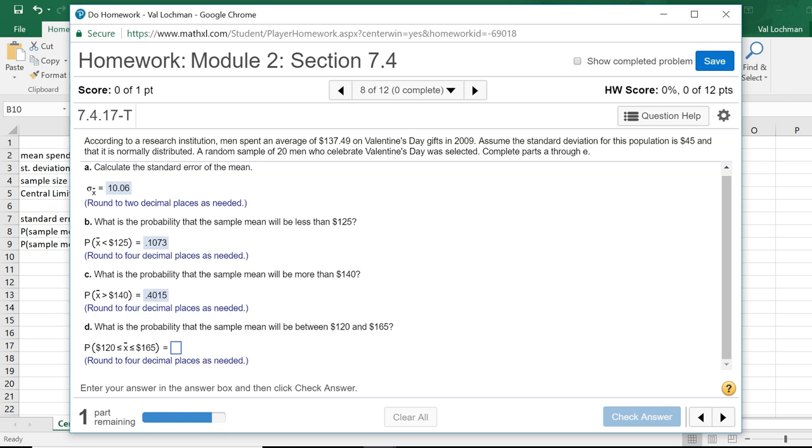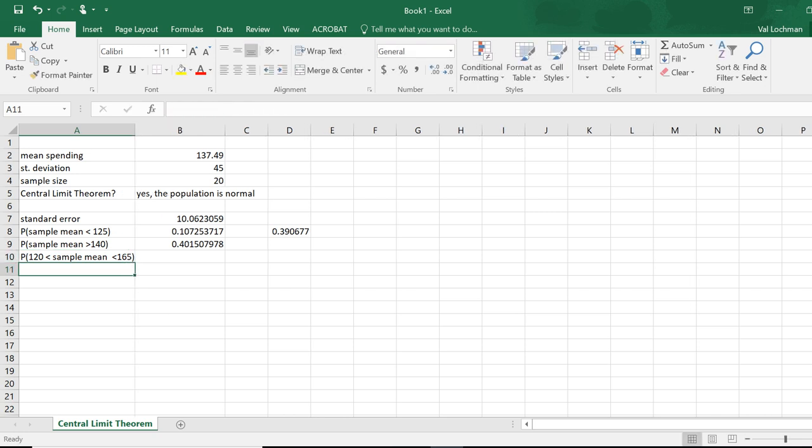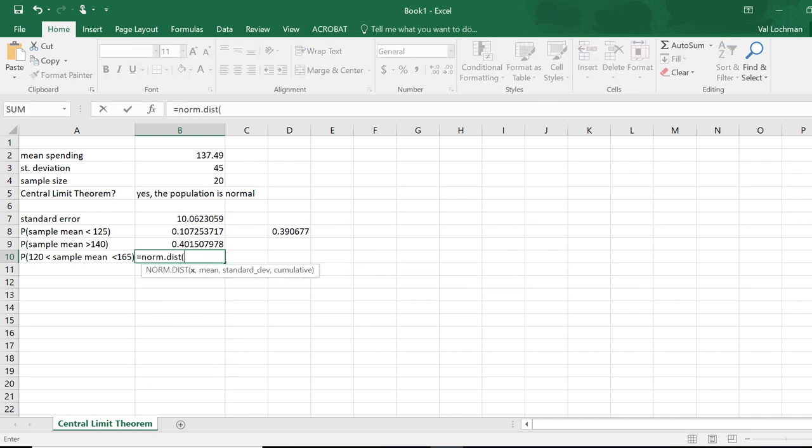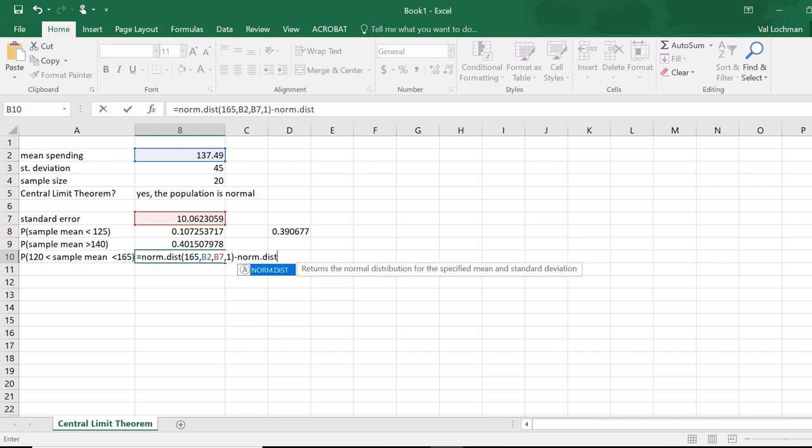What is the probability that the sample mean will be between 120 and 165? Okay. So 120 sample mean and 165. Okay. How do we do that one? Well, we do normal distribution up to 165, right? So this is from negative infinity up to 165. Same mean. Same standard deviation. 1 minus normal distribution. Now we go up to 120. 120, mean is the same, standard deviation same, still cumulative. Okay, so we've done a similar problem like that, right? So the only difference is now you're using standard error for your standard deviation.